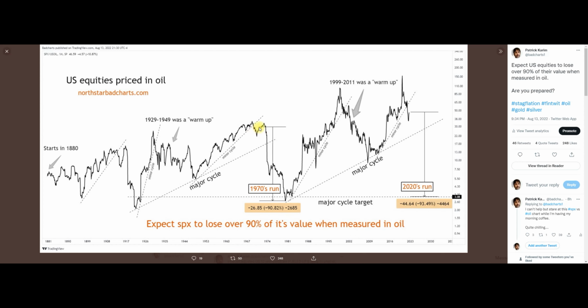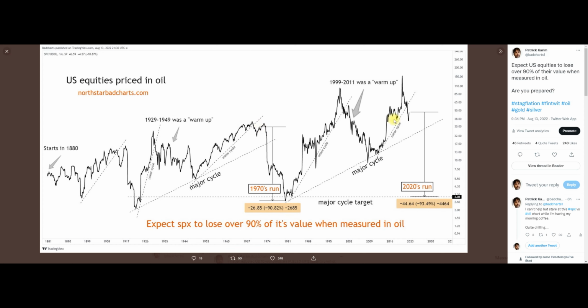And that move led to a fast and furious drop, which completed this major cycle, broke through it like butter, and just went down and down and down. From that point on the echo bubble, I didn't even measure from the top there, just from that small peak right here, US equities went down. They underperformed, going down over 90% when measured in oil. So let that sink in.